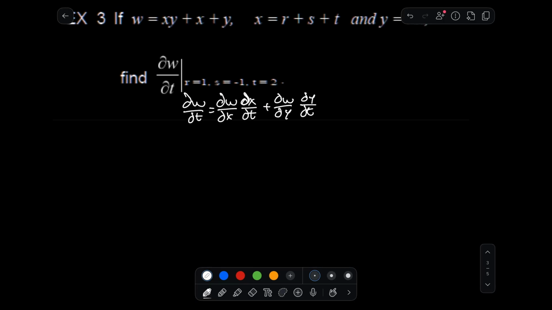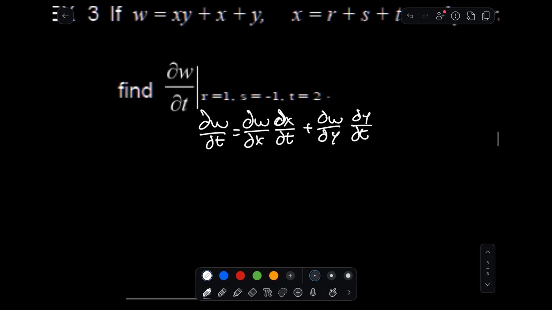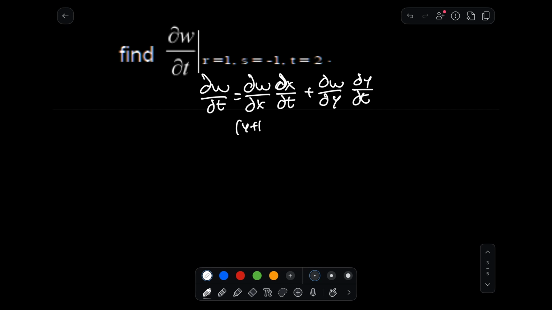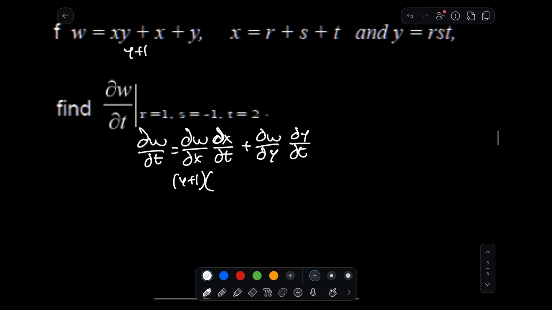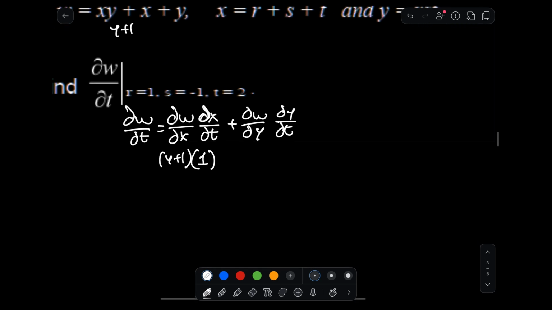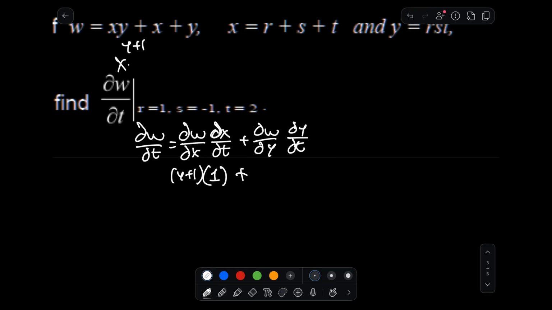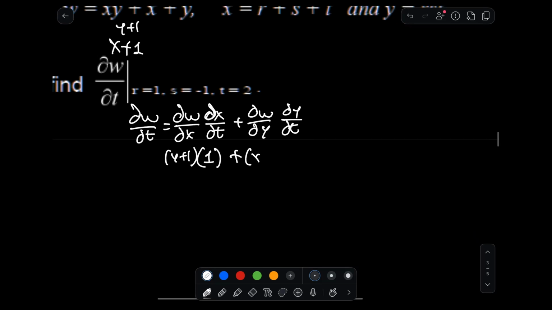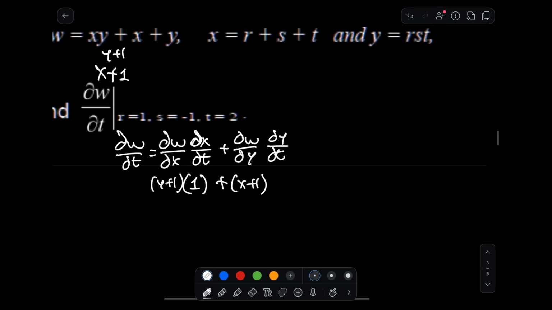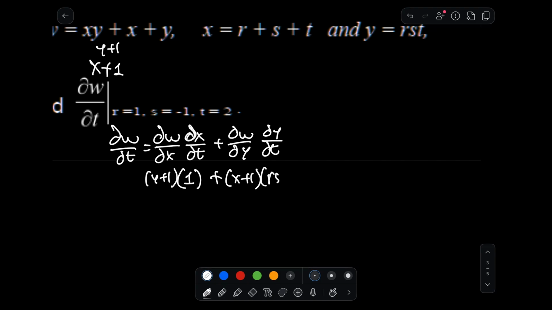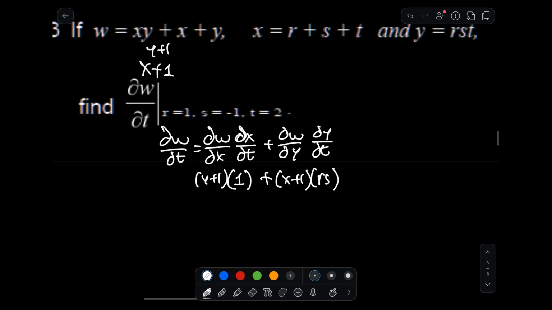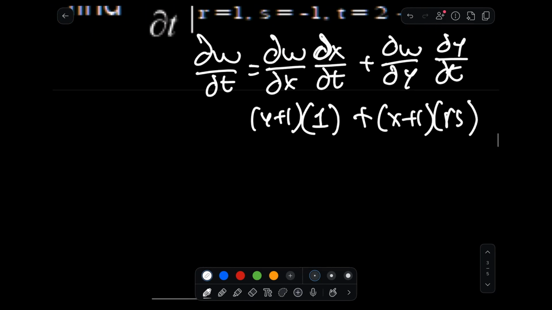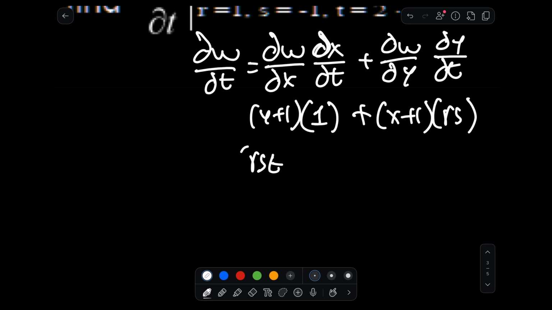∂w/∂x is going to become y plus 1. Yeah, y plus 1. ∂x/∂t is going to become 1, plus ∂w/∂y. This becomes x, this becomes 1. And then ∂y/∂t is rs. And then from here, we can start plugging everything in. So we're going to get rst for our y.